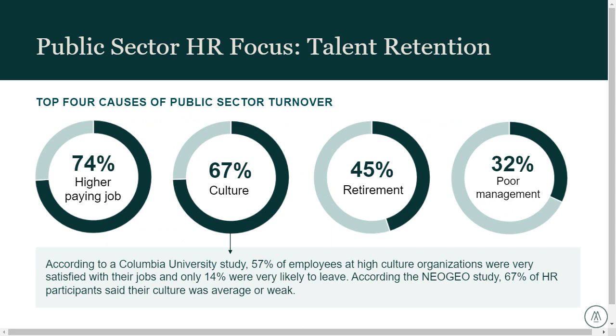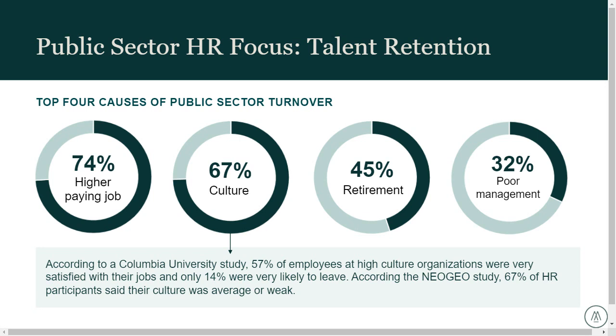We talked about this earlier, but the 4 causes of some of the public sector turnover, this gets back to retention, are higher paying jobs and culture, which we talked about. But I want you to quickly read this study by Columbia for just a second, because I think it's very fascinating. According to Columbia University, 57% of employees at high culture organizations were very satisfied with their jobs, and only 14% were very likely to leave. Now, put that in perspective of what we saw earlier. 40-some percent of employees were disengaged, right? Here, a very small fraction.